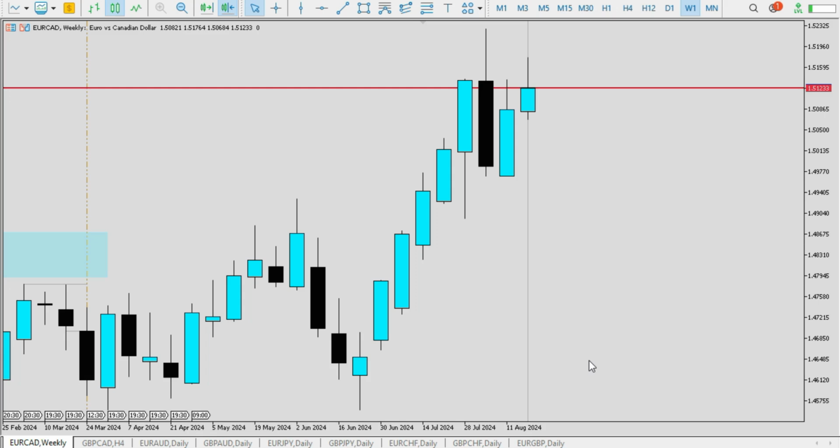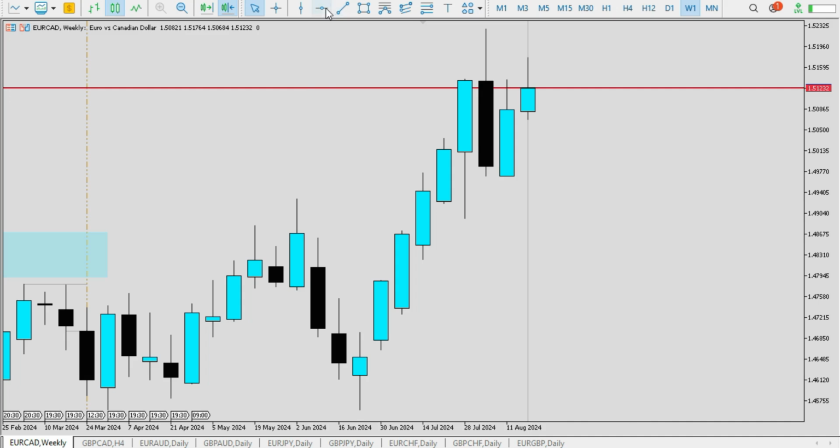So on Tuesday, I was looking forward to trading CAD pairs, and I didn't want to trade the USDCAD, though it is a pair that I trade. But I wanted to trade EURCAD based on the price action that I was seeing. So let's do this quickly.